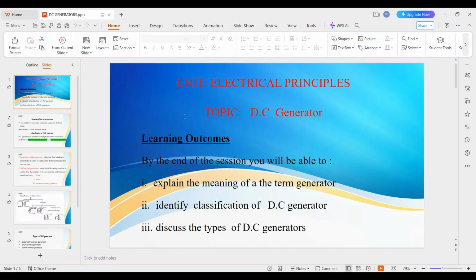Welcome, and in today's session we shall be looking at DC generators, and by the end of the session you should be able to explain the meaning of the term generator, identify the classification of DC generators, and the last thing is we shall discuss the types of DC generators. The topic of DC generators is a bit wide, but I believe that we shall be able to capture each and every area that is very important for us to know.